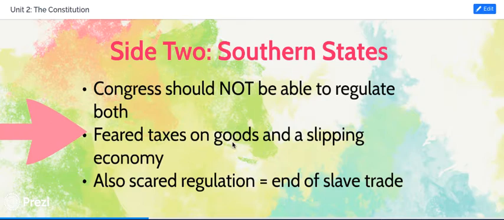All right, so Congress should not be able to regulate both interstate and foreign trade because the South is scared that they're going to tax not only goods but also the slave trade. Okay, they're like, oof, there goes my free labor. Whatever will I do? Pay the people who work for me? No way. Couldn't do that.